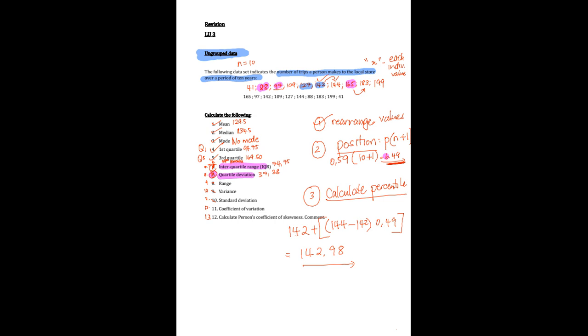Okay, then the next question is your range. Your range is quite straightforward. It's your highest number in your data set minus your lowest number. So I'm just writing the answer to this here on the left-hand side. Your highest number in your data set is 199 minus the lowest number, which is 41.